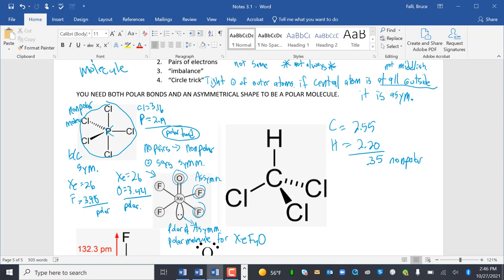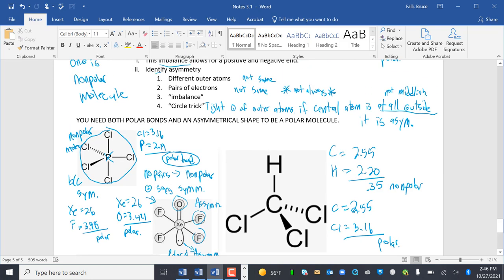And then we've got to do C to Cl. C is still 2.55, and chlorine is 3.16. If I subtract those two, that's going to be polar. It's going to be more than 0.41, right? So now here, I've got some polar bonds, right?